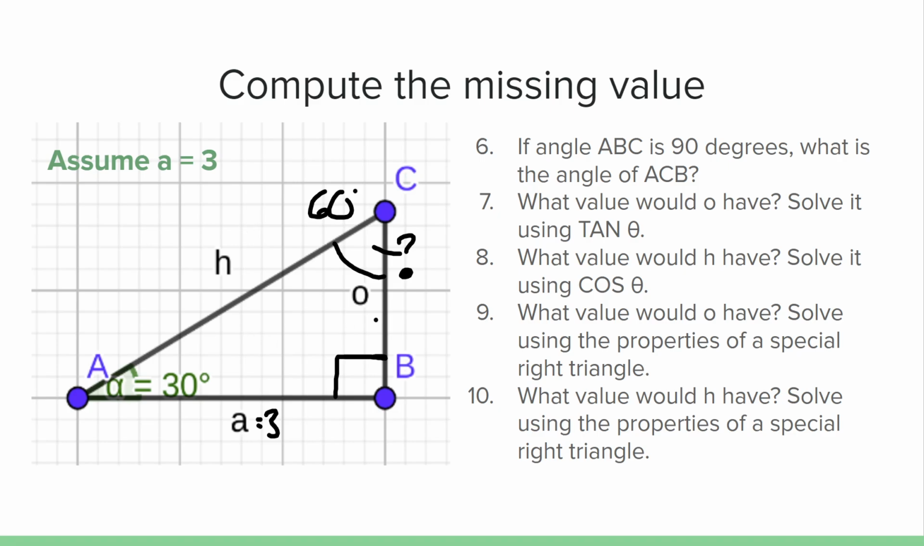Okay. So, you can do the sum of all the angles, which is again 180 in a triangle. So, 180 minus 30 minus 90, you will eventually get 60. So, next, what value would O have given A is equal to 3? Oops, okay, never mind. Since you haven't done angles yet, I guess we cannot do that.